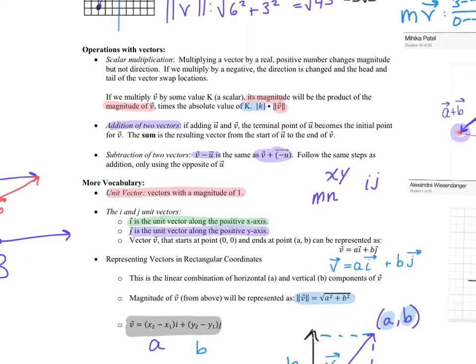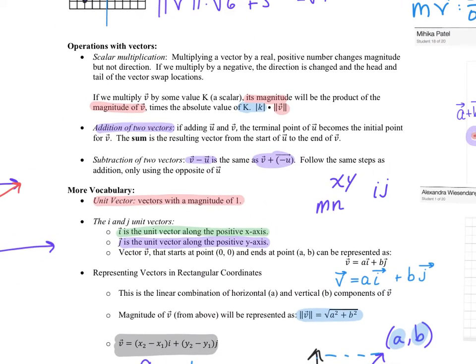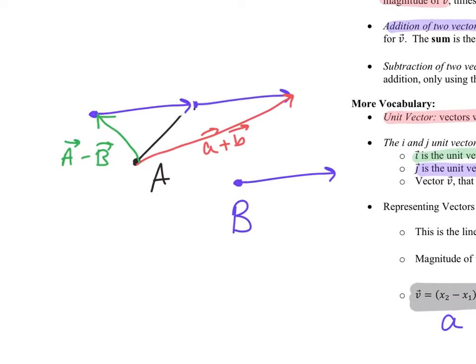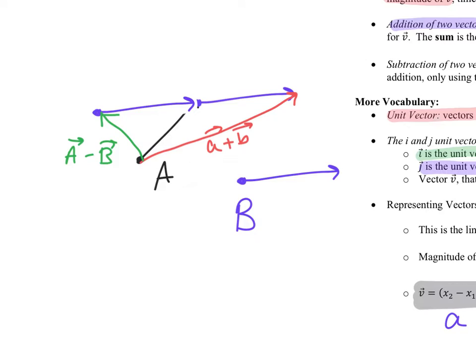We then started talking about operations with vectors, and this is what you guys will spend a lot of your time practicing today. Scalar multiplication is when we multiply a vector. And really what we're doing is we're making that vector larger or smaller by the factor that we're multiplying it. If we multiply a vector by a negative scalar, the direction will change and go in the exact opposite direction.